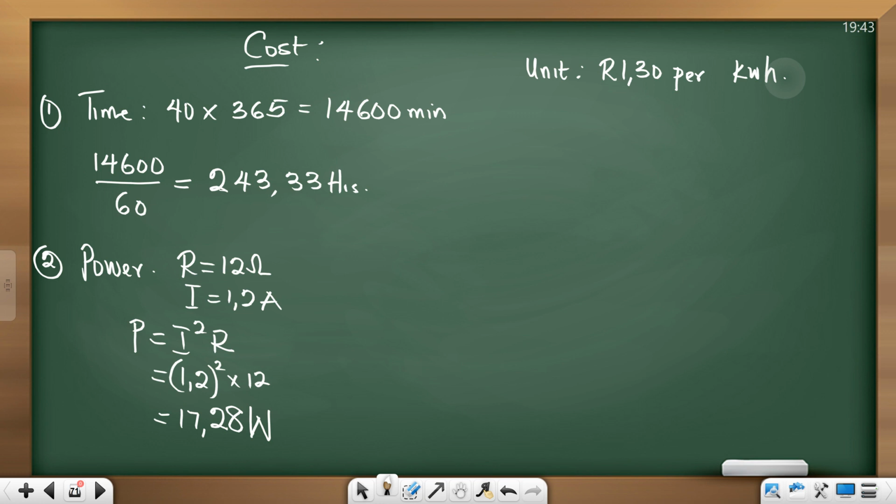Kilowatt hour. How do you convert watt to kilowatt? Wait, before, don't jump. How do you convert from kilowatt to watt? Let's do this to help you remember. 1 kW. Every time you see K, it's 1,000.